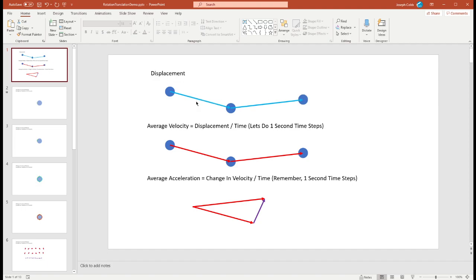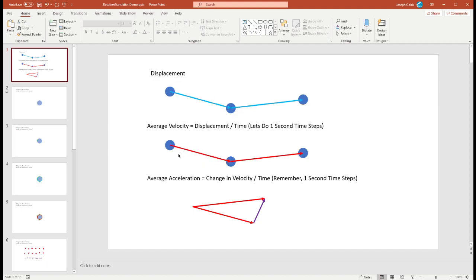If we want to find the velocity, we can just take the displacement and divide it by time. And if, say, point A was at 0 seconds, point B was at 1 second, point C was at 2 seconds, we'd be doing 1 second time steps, and that means that displacement is just the same, but in meters per second as opposed to just meters.